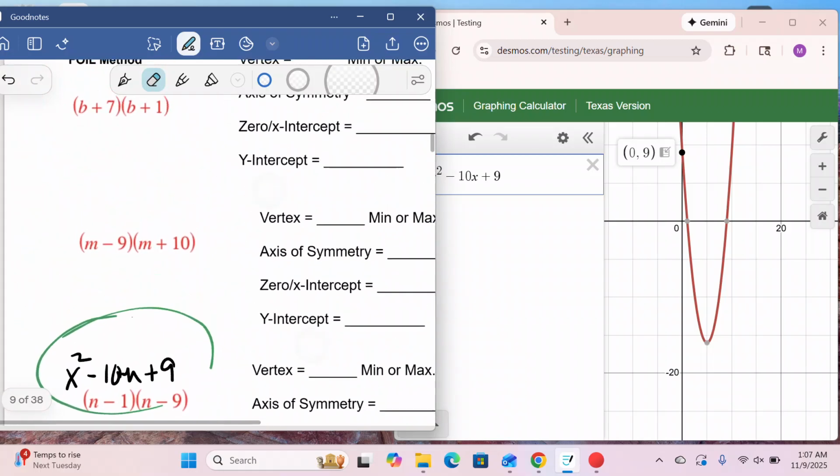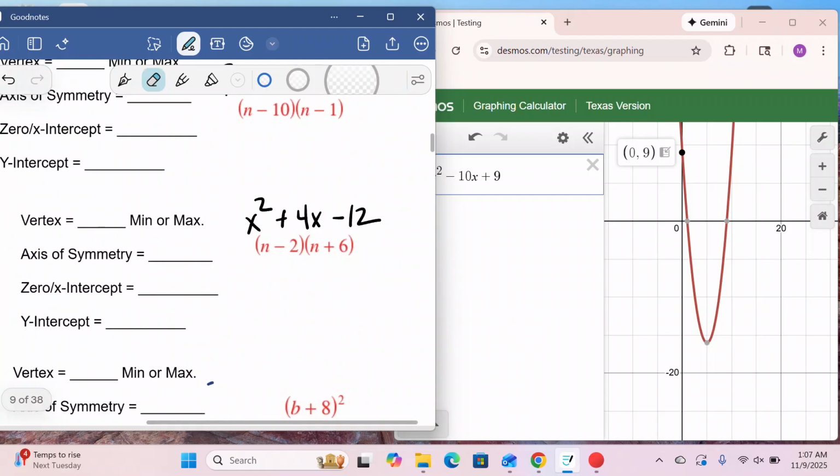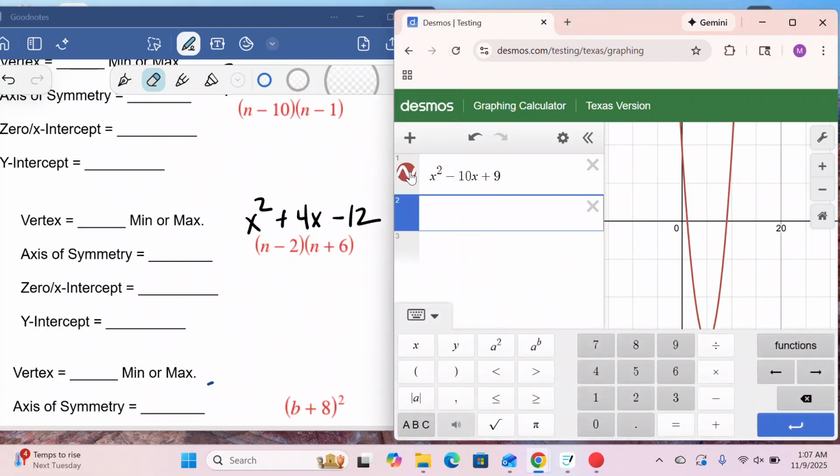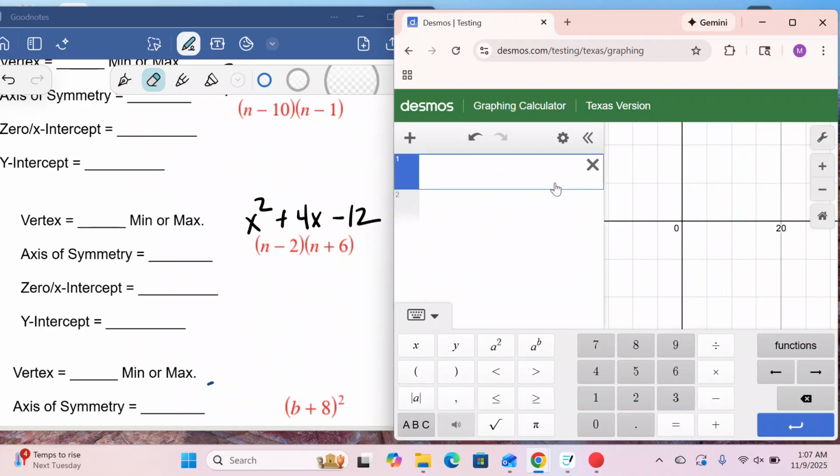So the next one that we're going to be working with is x squared plus 4x minus 12. Once again, I can continue inputting it and taking off the graphs. If I want to compare it to quadratics, I can go ahead and leave them on the screen, but once again, I am just showing you. So I can get rid of that one and input this equation, which is a quadratic. I'm going to input x squared plus 4x minus 12.